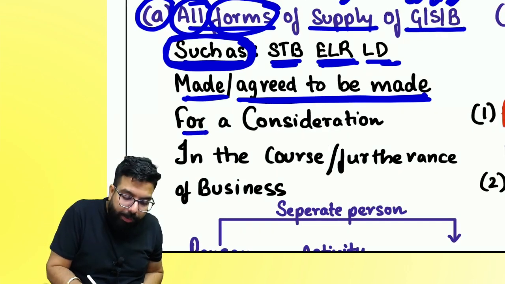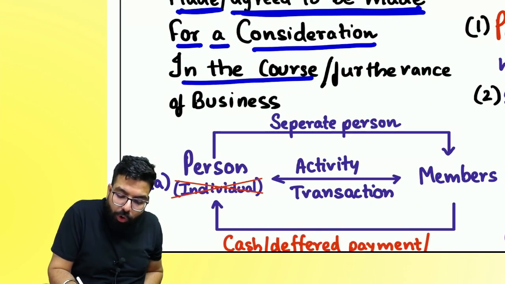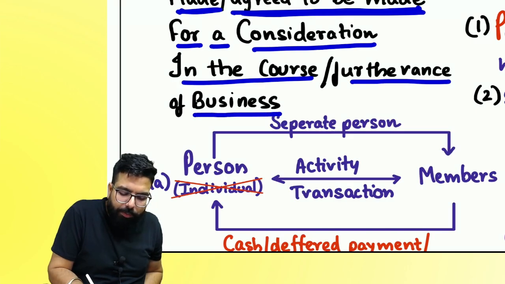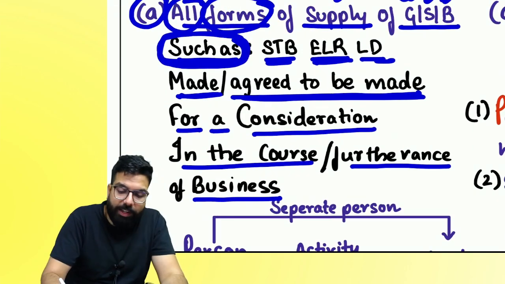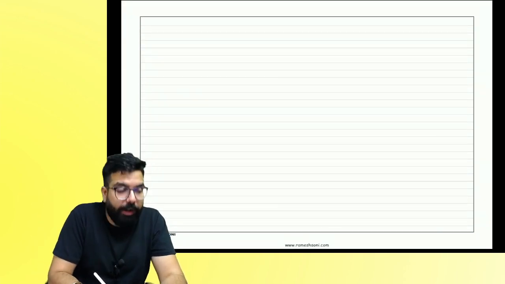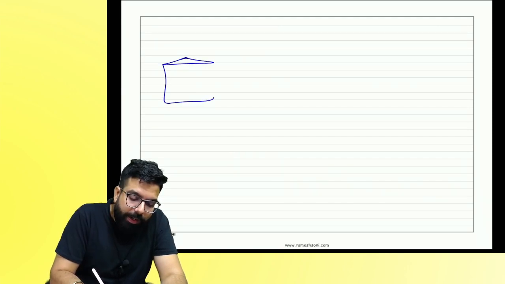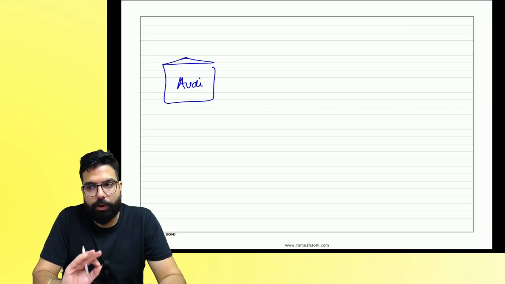And they are telling it should be done for a consideration and it should be done in the course or furtherance of business. Let me give you a small example and then we'll start. I'll explain you with sale. Very, very easy. Relax, understand slowly. For an example, we will take an Audi showroom. Okay, everyone.